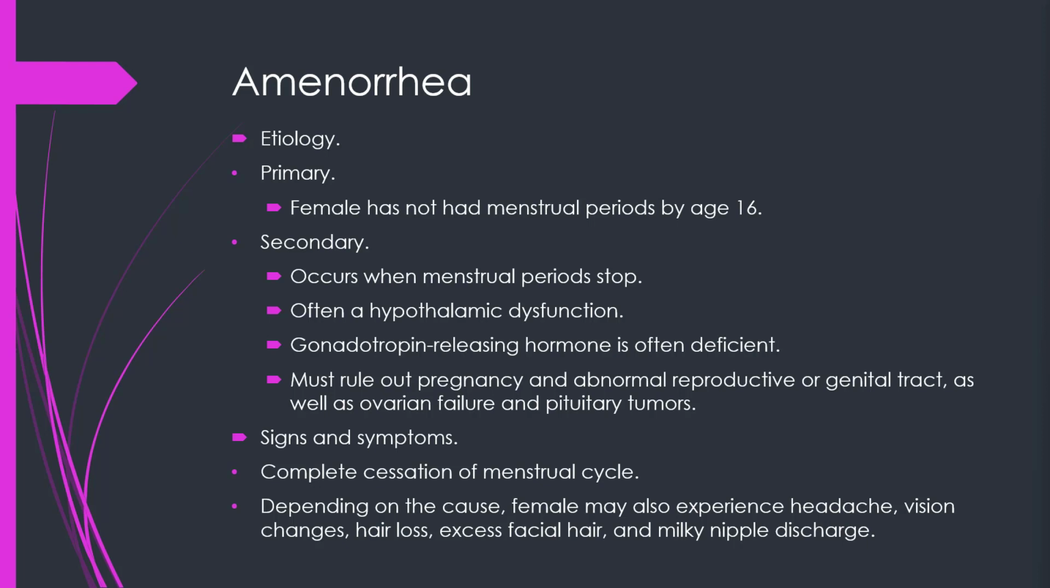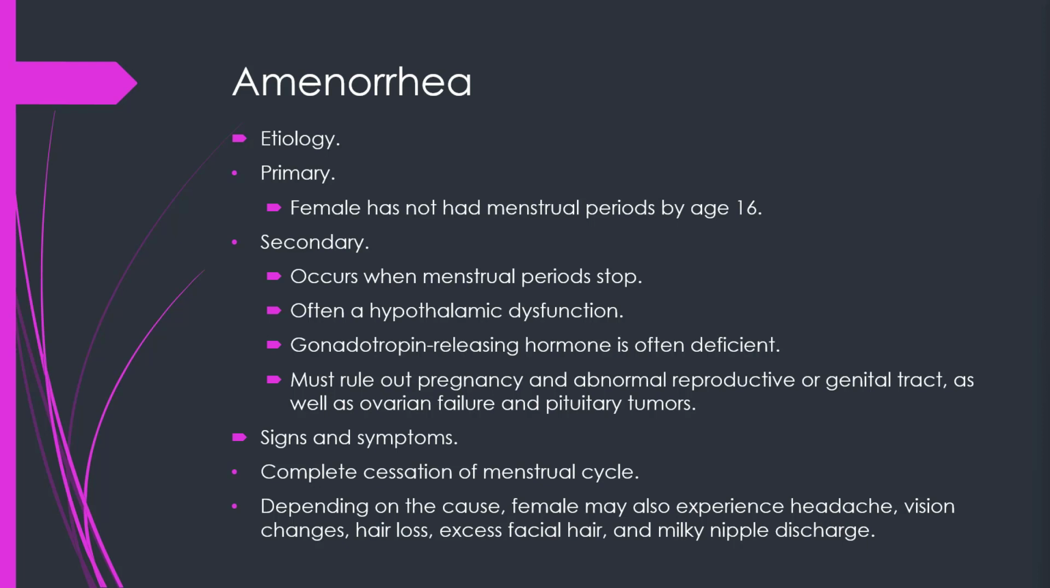Secondary amenorrhea can occur when a menstrual period stops. This is often due to a hypothalamic dysfunction. Gonadotropin-releasing hormone is often deficient. We must rule out pregnancy and abnormal reproductive or genital tract issues, as well as ovarian failure and pituitary tumors.